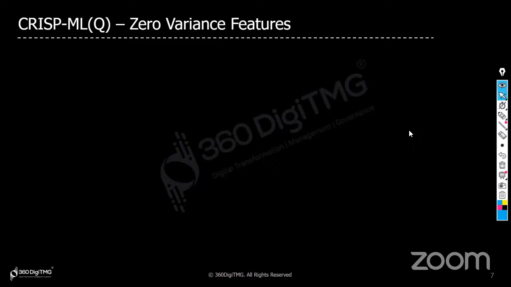Next, what is the next one that you have? Zero and near zero variance features. So what is this? Features are nothing but columns or variables, anything is fine. So what is zero and what is near zero? We will talk about that.